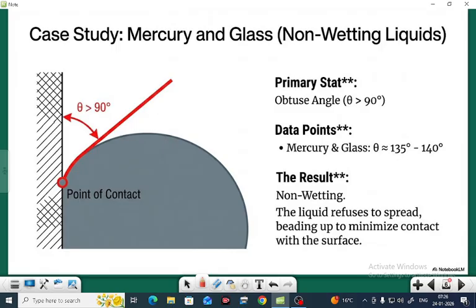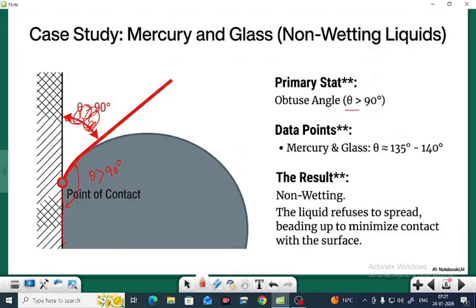Mercury and glass, non-wetting liquids. Here, this angle theta is greater than 90 degree. You see, this is the point of contact, and this is the tangent, and this is another tangent to the solid. So the angle at the point of contact is greater than 90 degree. Not this angle, but this angle. Theta is greater than 90 degree. The angle theta will always be inside the liquid, not outside. This is not right. This is the angle theta, and this is greater than 90 degree.